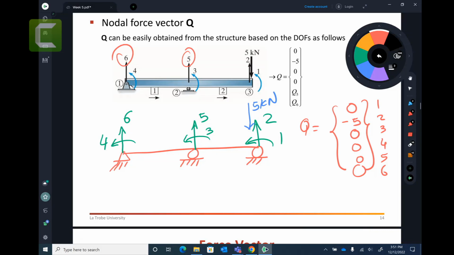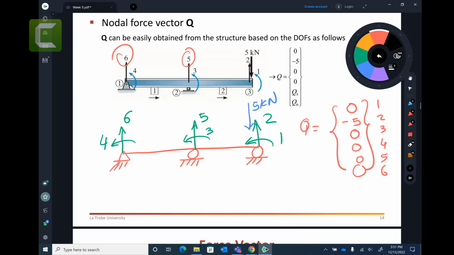0, -5. So unmute yourself if you do not understand the Q matrix, the Q force vector that I developed here. Very simple. How many total degrees of freedom you put in 2 curly brackets? 1 to the total degrees of freedom that you can put.